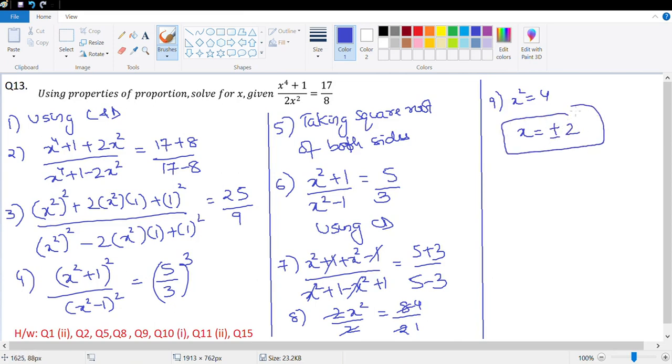Let's check if both values work. Yeah, since we are taking the fourth power and the second power, even if it is negative, it will become positive when we take the fourth power. So the answer is x is equal to plus minus 2.